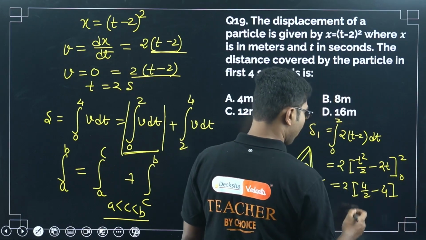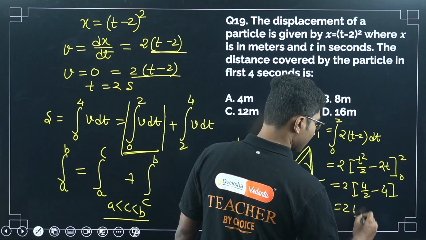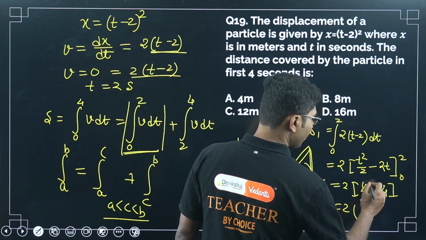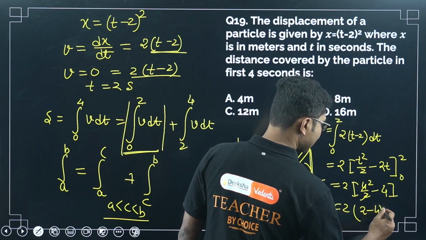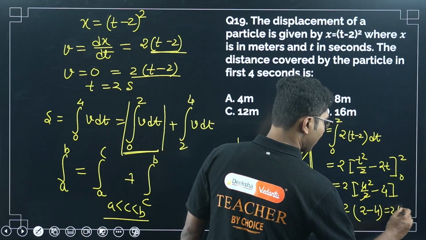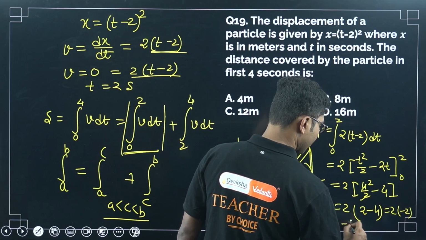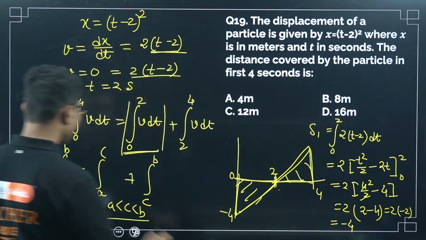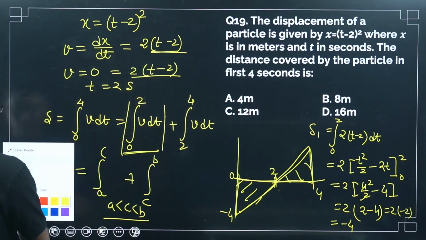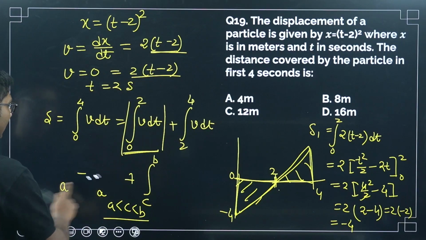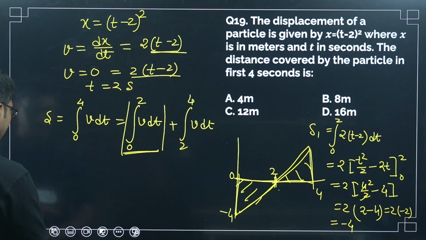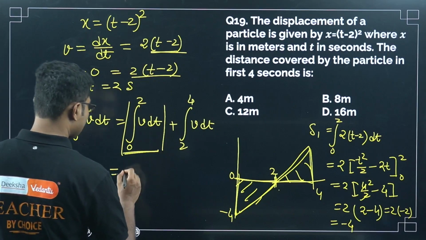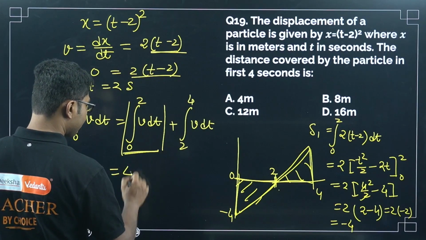Okay, 0 is always 0, so 2 times 4 by 2 is 2, 2 minus 4, that is minus, so it is 2 times minus 2, that is minus 4, right. So this will be minus 4, but while using the value, we will only use the plus value. As I said, we will take the modulus of that. So modulus of displacement, negative displacement will be plus 4.